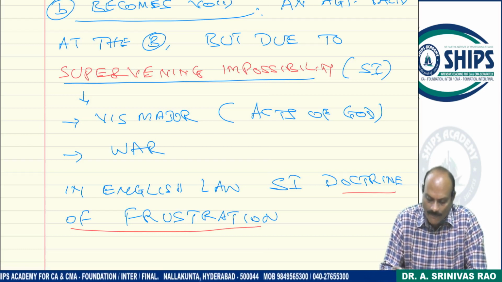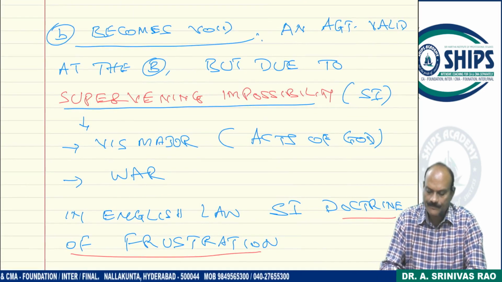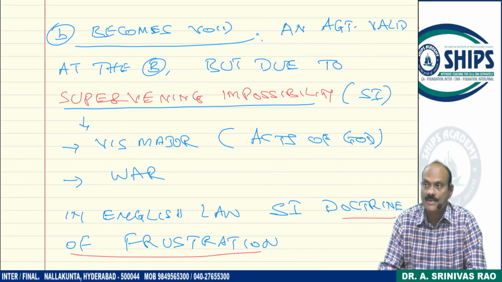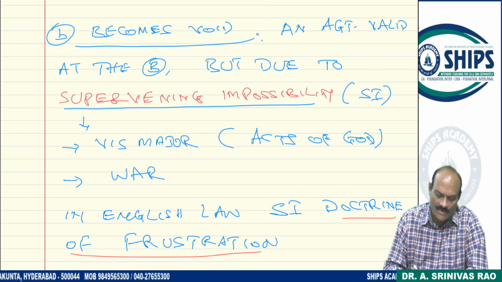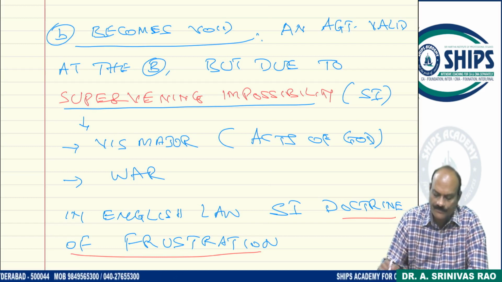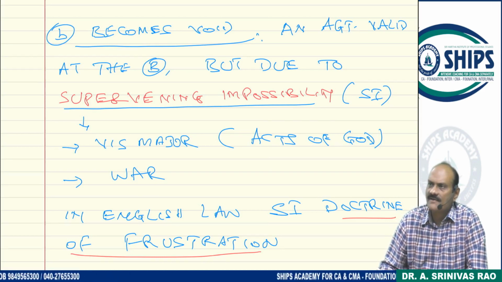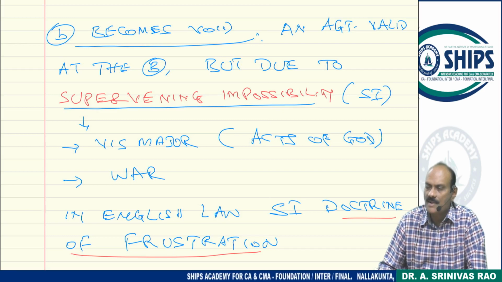Let us see, guys. What is the meaning first? An agreement valid at the beginning, but due to supervening impossibility, it becomes void. What are the supervening impossibilities? Vis major, it is a Latin word. Vis major means acts of God. What are acts of God? Natural calamity: cyclone, tsunami, earthquake, eruption of volcanoes, etc. The other one is war between the countries.